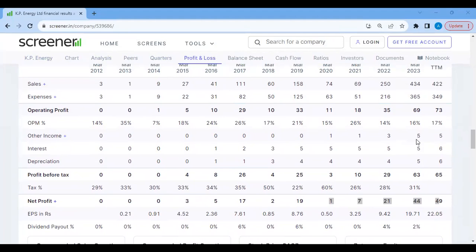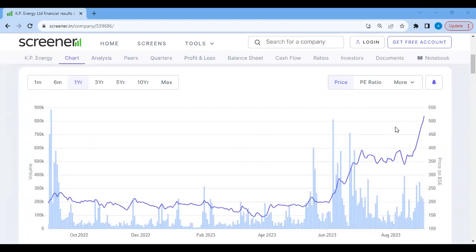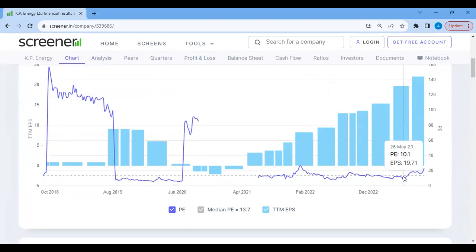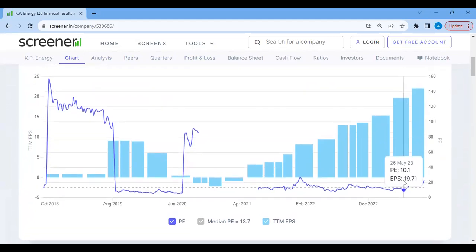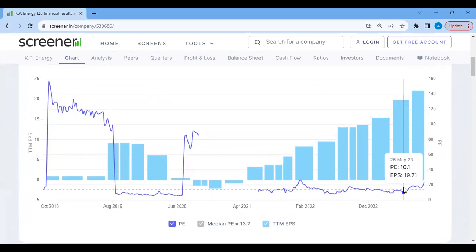Yes, right? And you will be surprised to know that this company was available at a 10 P/E ratio 3 months back. I will actually show it to you. This company was available at a 10 P/E ratio on 26th May. Can you see that this company was available at a 10 P/E ratio in the month of May? Yes or no? Can you see?